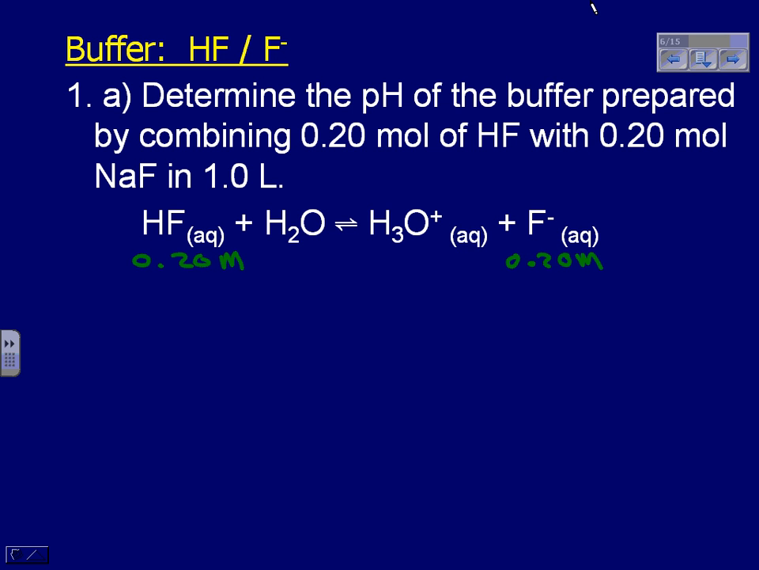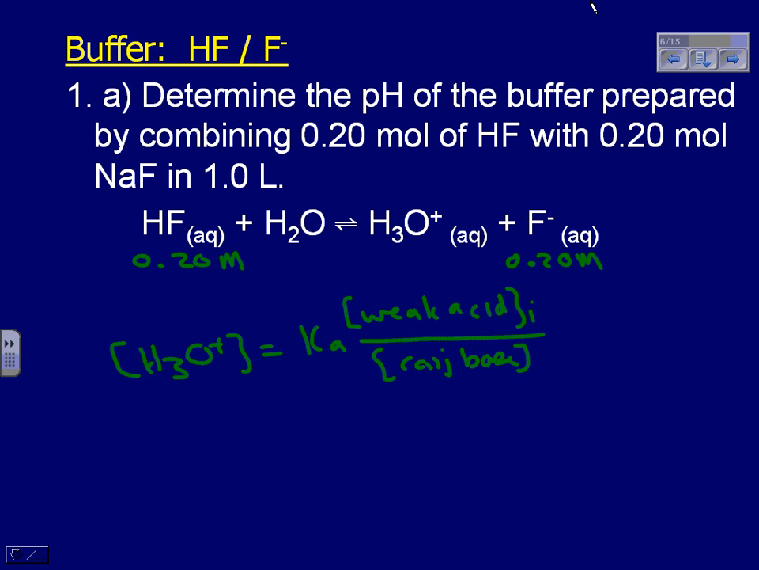Conjugate base. What's the equation we just came up with? H3O plus is equal to... I need you to tell me, because I don't remember. I haven't memorized it yet. Jesse? Ka times weak acid initial divided by conjugate base initial.